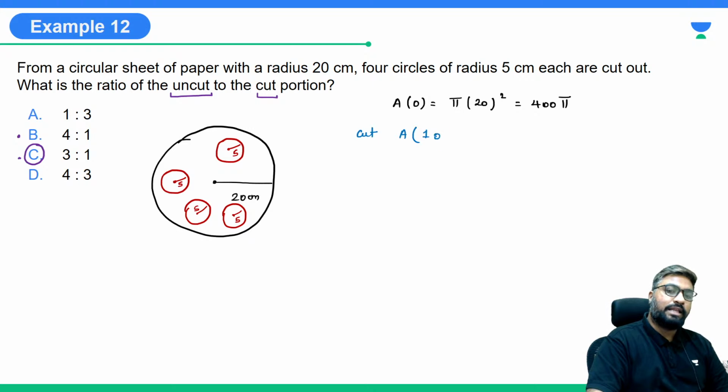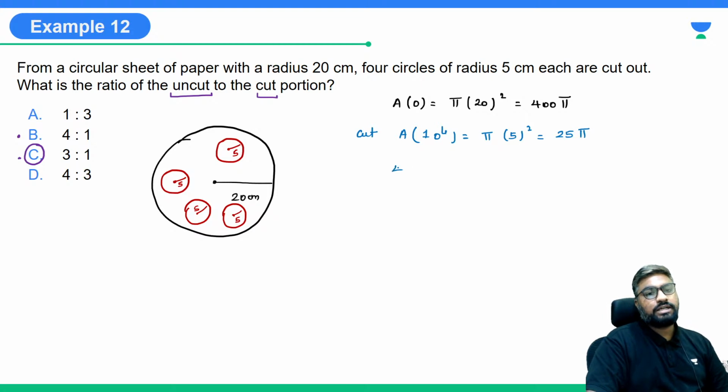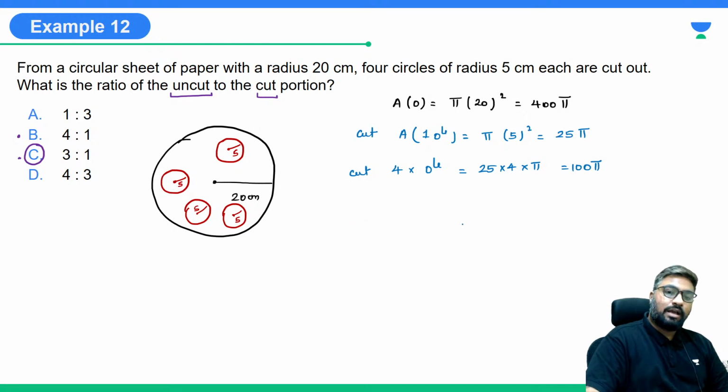area of one particular circle will be how much? एक circle का area will be how much? Pi times 5 square, correct? Which is 25 pi. ऐसे कितने सर्कल्स है? 4 सर्कल्स है. सो 4 सर्कल्स का एरिया कितना हो जाएगा? कट वाला एरिया 25 into 4 pi, which is 100 pi.